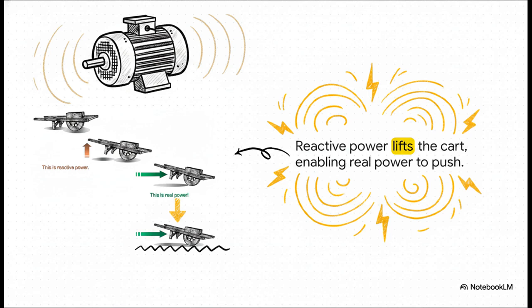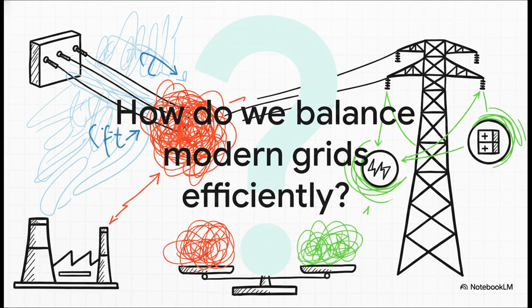Without reactive power constantly priming the system with that necessary magnetic field first, the active power literally couldn't pull the mechanical load forward at all. It's not a flaw, it's an absolute physical necessity. We absolutely cannot live without it, but it deeply congests our lines.